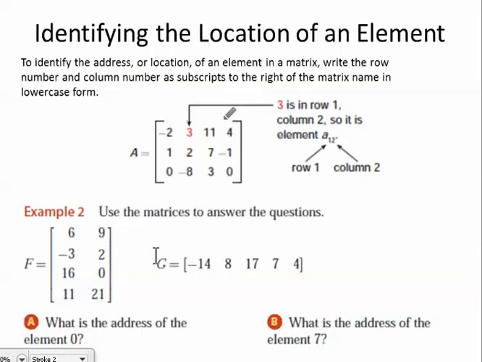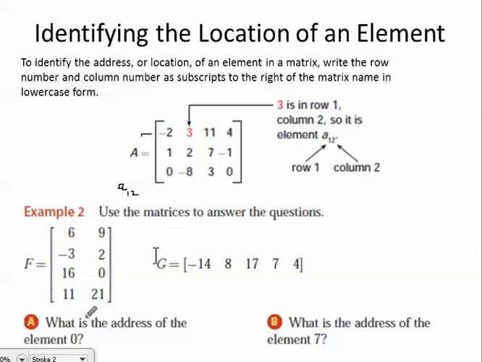Okay, if I want to look at any one element in the matrix, I look at the 3. This one is located in row 1, position 2, so it's column 2, so it's going to be A1,2, and it'd be a lowercase a 1, 2, just like that.